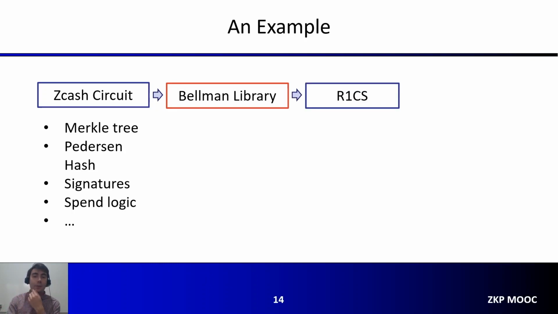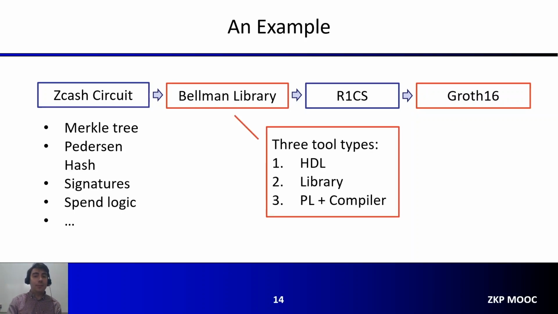And then those rank 1 constraints, in the case of the Sapling distribution of Zcash, are fed into a zero-knowledge proof system designed by Jens Groth in 2016. This system is called Groth16. And then Groth16 runs on the computer of everybody who uses Zcash. Okay, so that's one example of this pipeline in action.